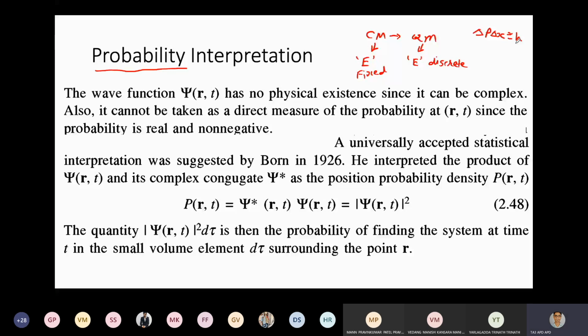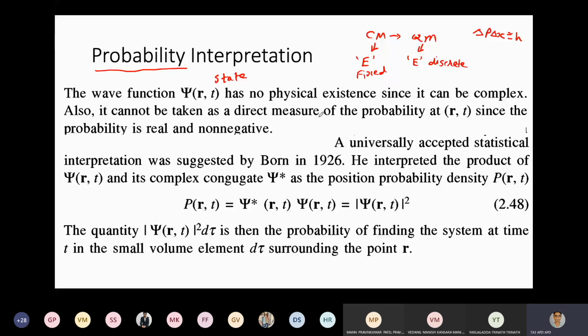So there is a probabilistic view happening all over the quantum phenomena, and therefore one needs to know the probability interpretation. As such, the wave function has no physical significance. Of course, it represents the state of the system. But what is more meaningful is the probability of finding a particle. The measure of the probability, that is more significant.